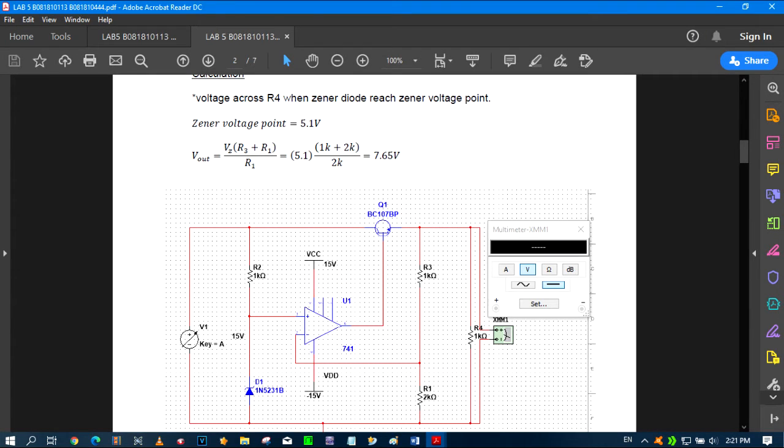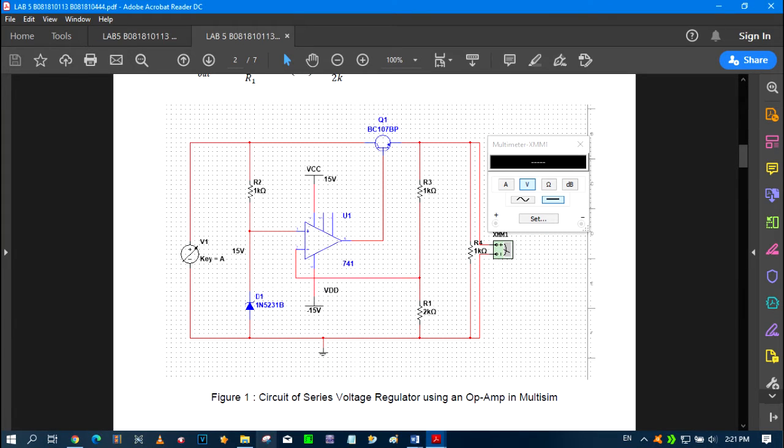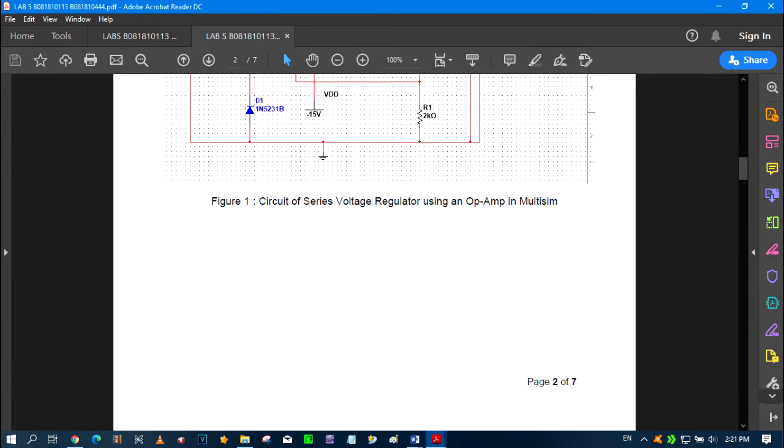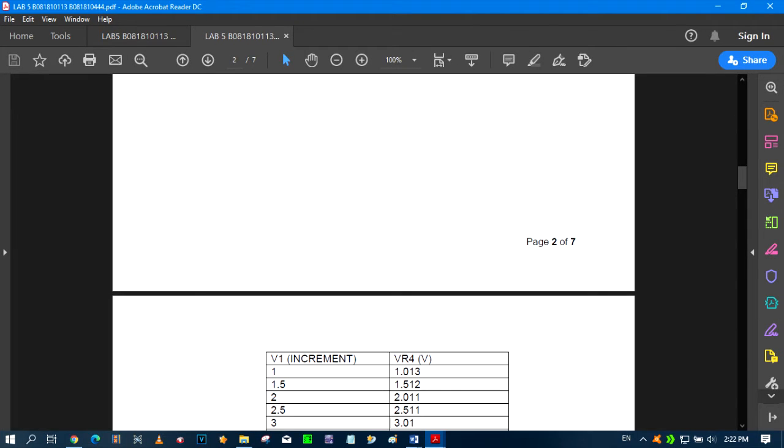This is the op-amp voltage regulator circuit that we have constructed in Multisim, by setting the V1 minimum value at 1 volt and the maximum value at 15 volt, with an increment of 0.5 volt or equal to 3.5714%. This is the table of the recorded data.